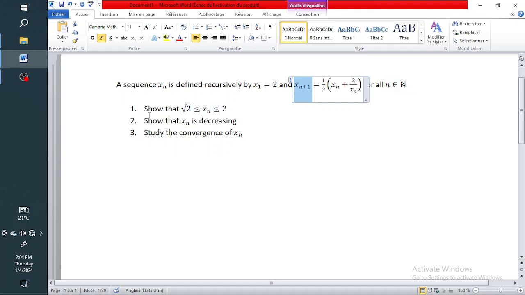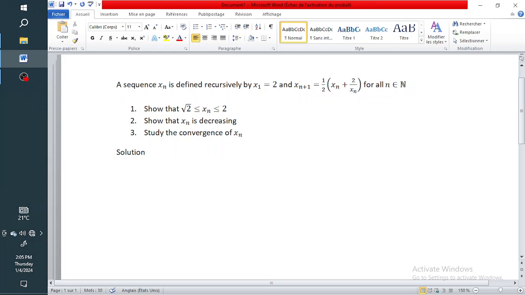We have three parts. First, we need to show that for all n in the set of natural numbers, x of n is bounded between the square root of 2 and 2. B says we should show that x of n is decreasing, and D says we should study the convergence of x of n. So here we are going to deduce its convergence, and then we state the limit. Alright, so without wasting much of your time, let's get started with the solution.